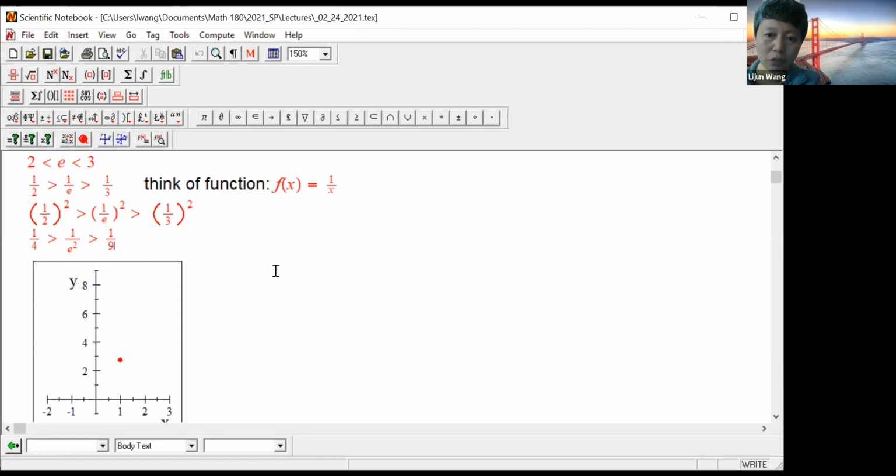Okay? In Calculus 2, there's a very difficult chapter called sequence and series. That chapter is very, very difficult. Okay? You will need to handle some inequalities from time to time. All right, so the skill you learned today is not going to be wasted. Okay, so what can we tell? We can tell that 1 over e squared is between 1/4 and 1/9.